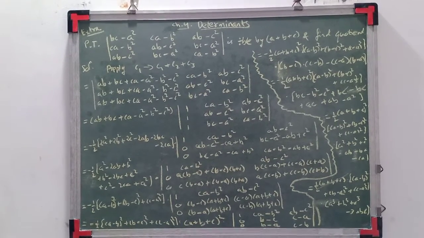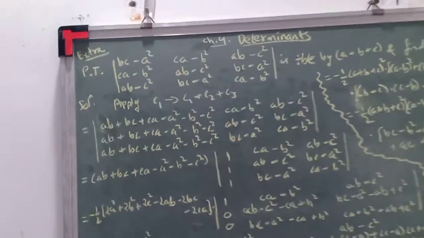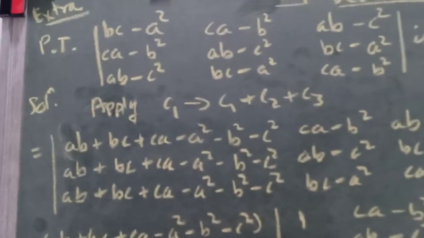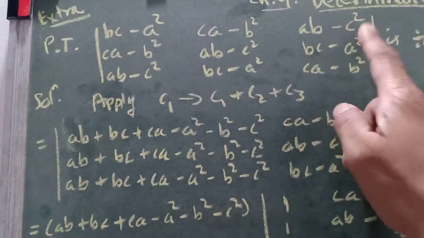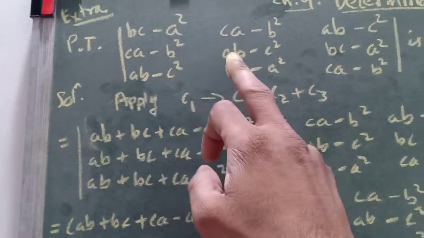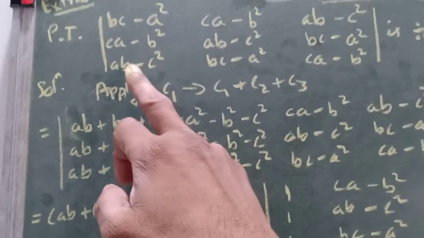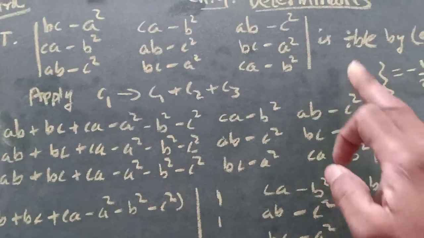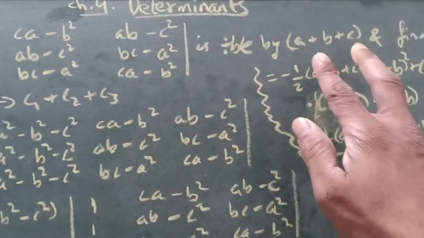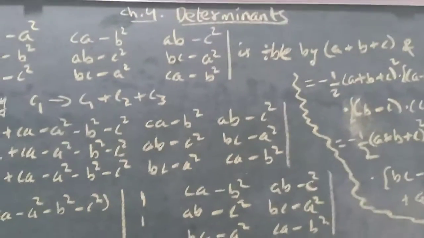Chapter 4, Determinant, Extra Sum. We want to prove that the 3 by 3 determinant with rows BC minus A square, CA minus B square, AB minus C square; CA minus B square, AB minus C square, BC minus A square; AB minus C square, BC minus A square, CA minus B square is divisible by A plus B plus C, and we want to find the quotient.